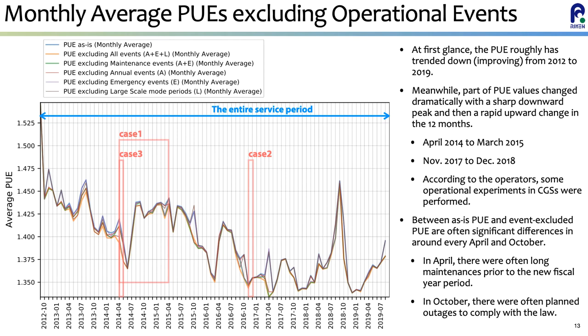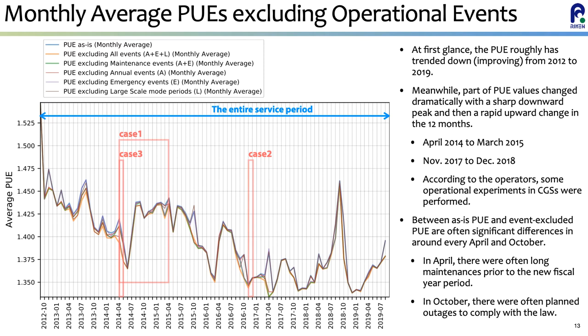Back to the context in this slide. At first glance, the PUE roughly has trended down from 2012 to 2019. Meanwhile, part of PUE values changed dramatically with a sharp downward peak and then a rapid upward change in 12 months. We can find the phenomenon in April 2014 to March 2015 and in November 2017 to December 2018. According to the facility operators, some operational experiments in CGS were performed in the period.